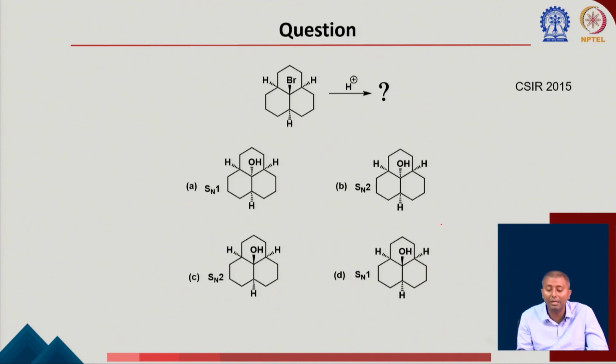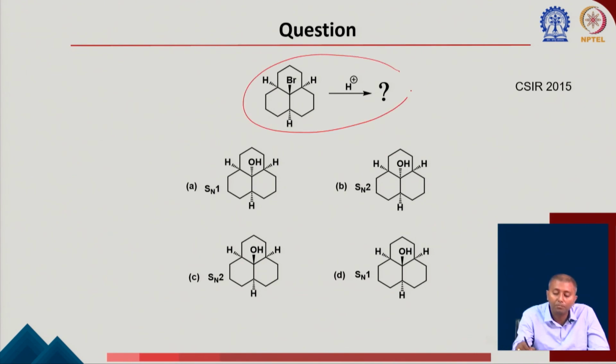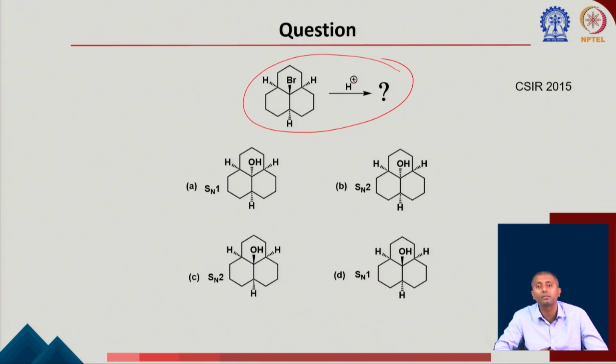In this question, first you have to understand what exactly is happening here. We are talking about a carbon-bromine bond, and we give H plus. So what type of reaction could this be? This is a tertiary carbon-bromine bond. Okay, so definitely we are talking about an SN1 type reaction.